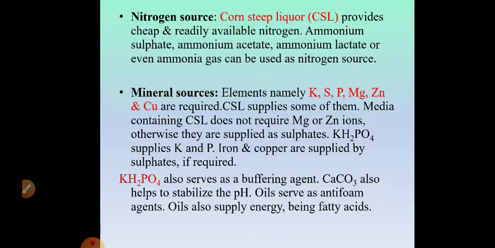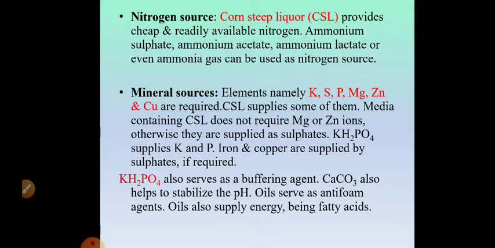Then minerals. Elements like potassium, sulfur, phosphorus, magnesium, zinc, and copper are required by the organism during the production. Now, corn steep liquor, which is present in the medium, supplies some of them. Media containing CSL does not require magnesium or zinc ions. Otherwise, they can be supplied as their sulfates, like MgSO4. KH2PO4 supplies potassium and phosphorus. Iron and copper are supplied as sulfates if required, like copper in the form of copper sulfate.